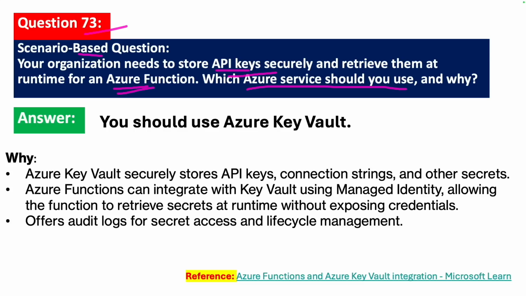If you look at why, these are some of the points which I want to highlight here. First, Azure Key Vault can be used to securely store the customer's API keys, connection strings, and other secrets. Second, Azure Function can directly integrate with the Key Vault. Third, additionally, it provides audit logs for any sort of secret access and lifecycle management. And then additionally, you should be explaining about why Key Vault, what are the benefits, things like that. We already talked about it.